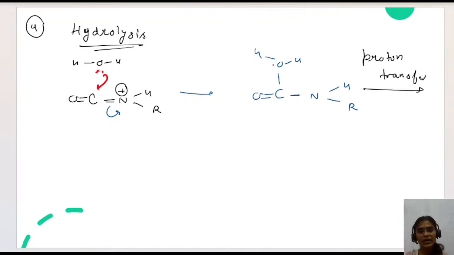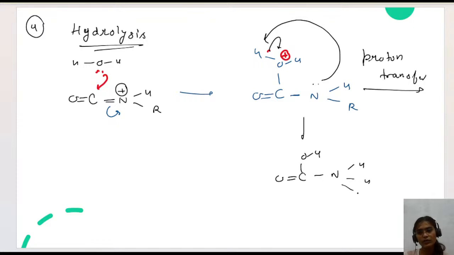Same step: because of the positive charge on that oxygen, this hydrogen breaks the bond. Nitrogen has a lone pair and abstracts this hydrogen. Simple, like the previous one. So what is happening then? There is a CO, and this is OH, and nitrogen, there is a hydrogen, and then R.